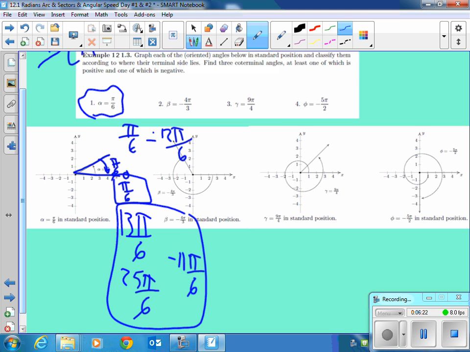All right, let's do this. If you are on this side of the room, you're going to do number 2. If you're on this side of the room, you're going to do number 3.